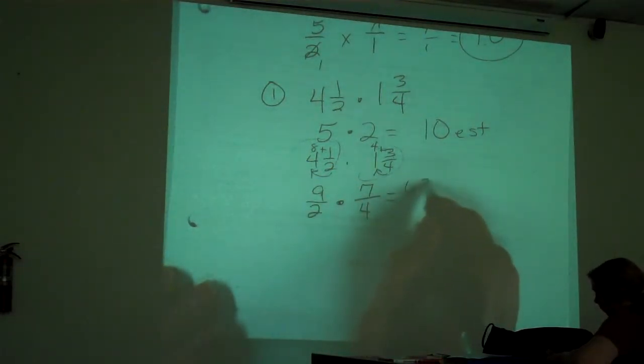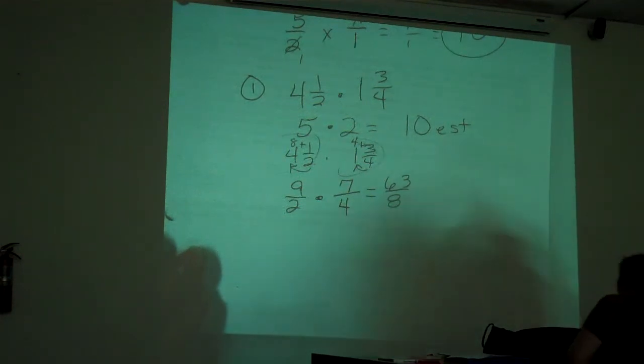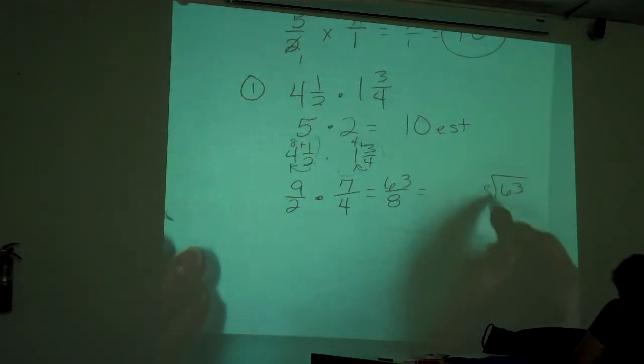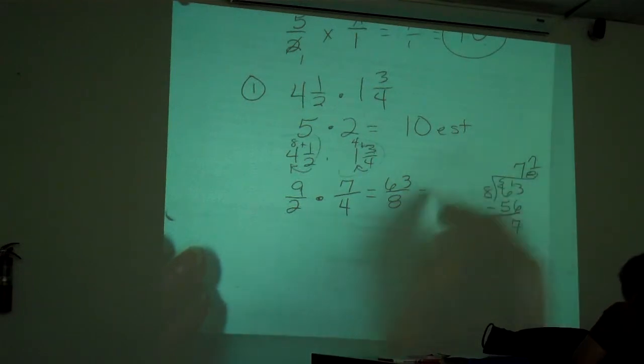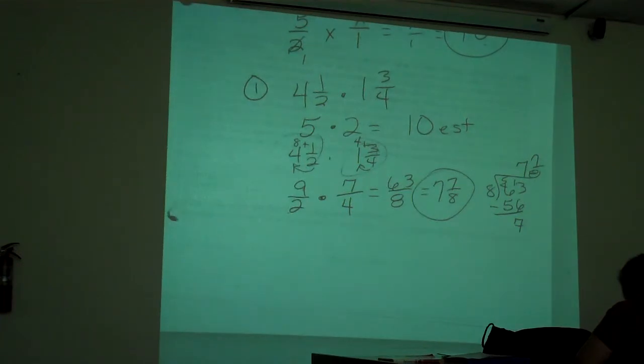So multiply, top times top, bottom times bottom. 63 over 8, and it goes almost 8 times. Our estimate was a little high, but they both went up. So 63 divided by 8 is 7, 7 times 8 is 56. When you subtract that, 7 eighths. 7 goes on top, and the 8 stays on bottom. So you got 7 and 7 eighths. So there's your estimate and your exact.